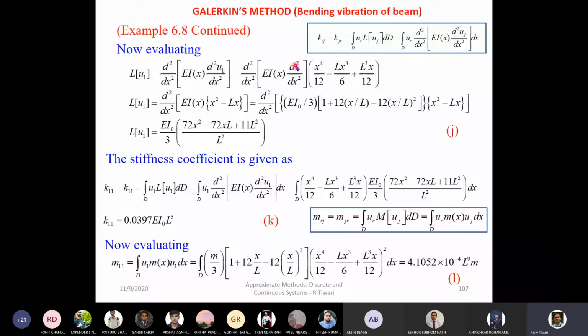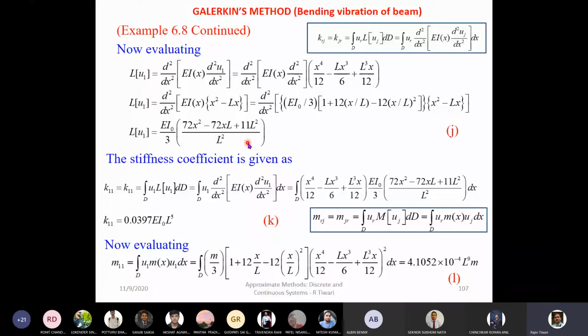So we need to differentiate this, and from the first differentiation we got this. Then because the variation of EI is there, that also we need to substitute in terms of x. Then here again, after multiplication, we need to do the differentiation. If we do this, we finally will get LU1 like this. Now take the integral of U_i and L U_j over the domain.